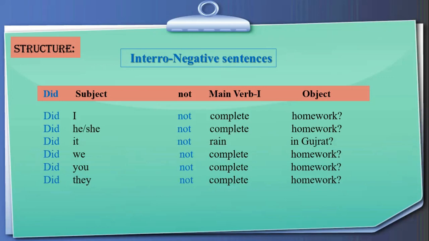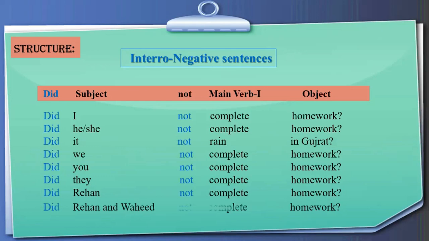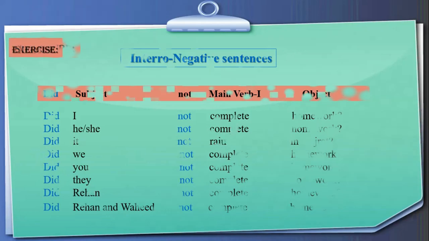Did they not complete homework? Did Rihan not complete homework? And did Rihan and Wahid not complete homework? So this is the way we make interro-negative sentences of past simple tense.